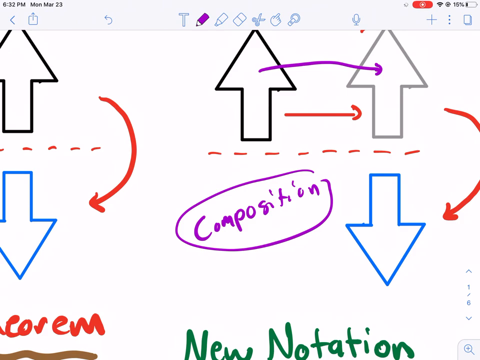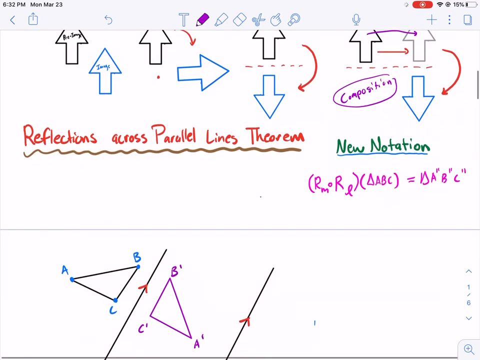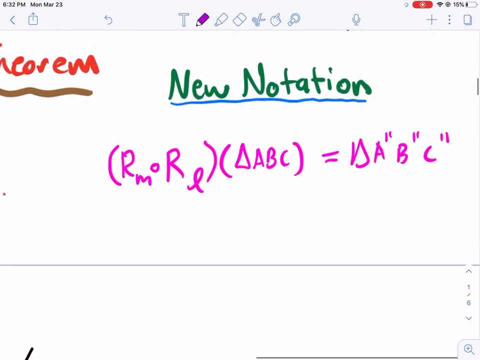Think compound words, or composite materials, more than one. Composition, more than one. Okay, so now we're going to get into some notation.